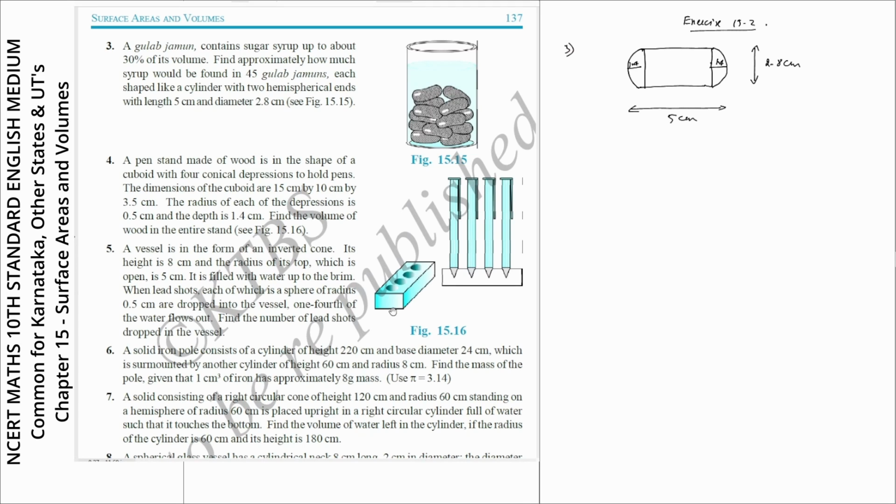Now what is the width of this cylinder? Here like this, so that will be equal to 5 centimeter minus 1.4 minus 1.4, so that is 5 minus 2.8, so this is equal to 2.2. So the length of this cylinder is 2.2.